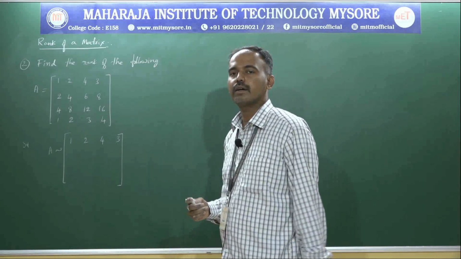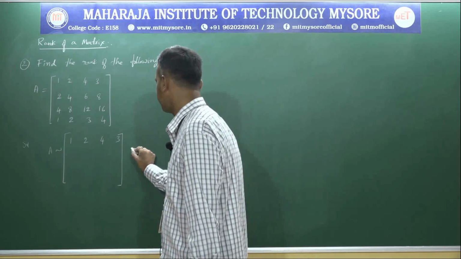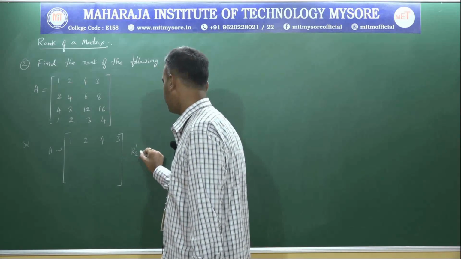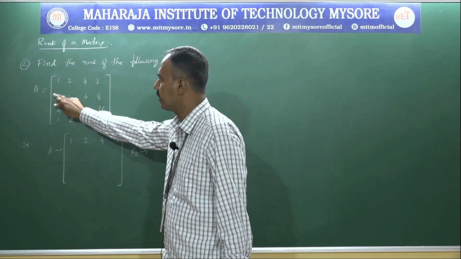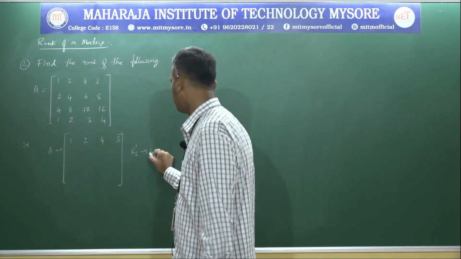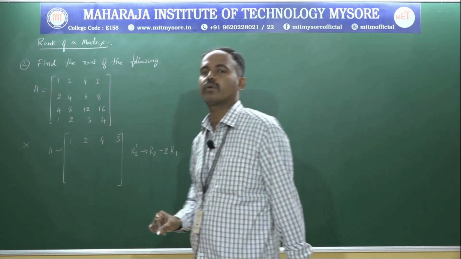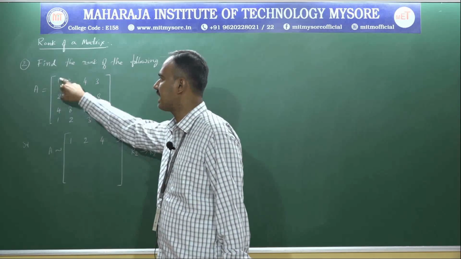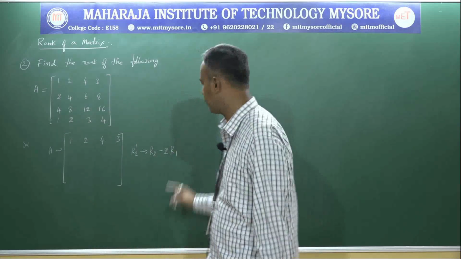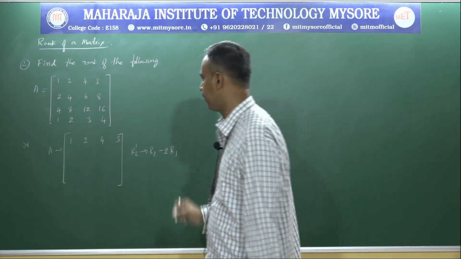Now apply the row transformation. The second row transformation R2 dash: the 2 is available, to make the 2 element 0 we use R2 minus 2 into R1. With the help of the first row's first element, multiplying by 2, we can easily make it 0. Remember properly how to apply the transformation.